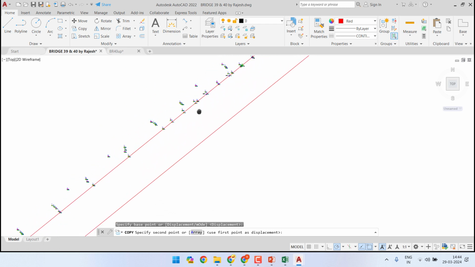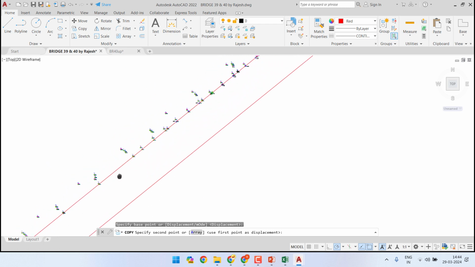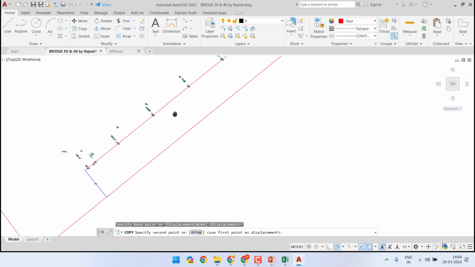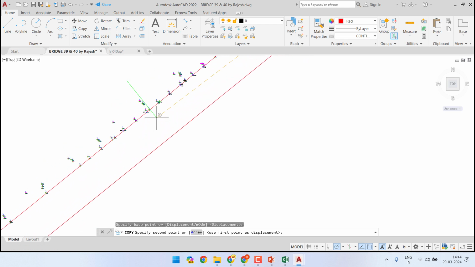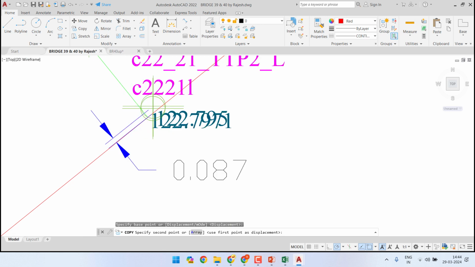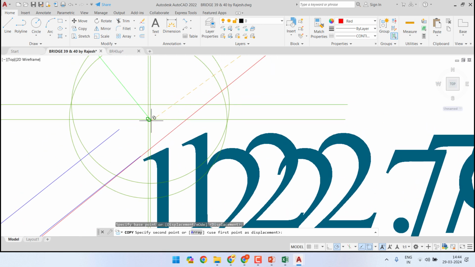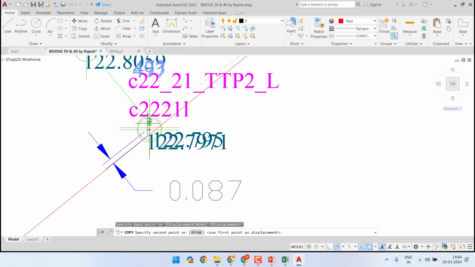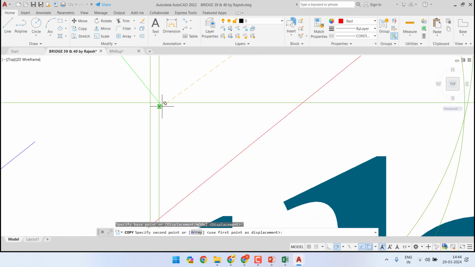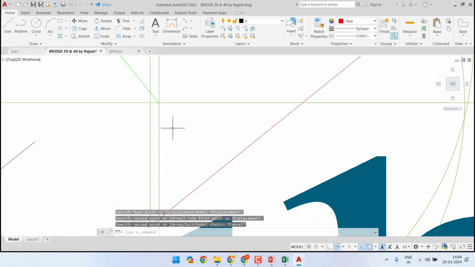Just to revise, basically we have curve number 21 and curve number 22 which constitute the reverse curve. Alright.